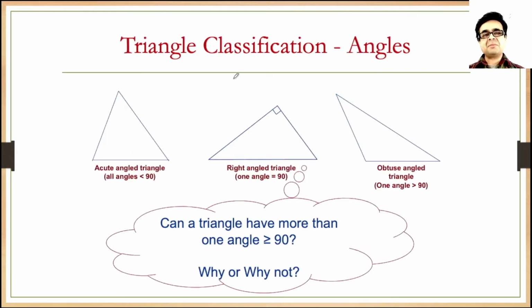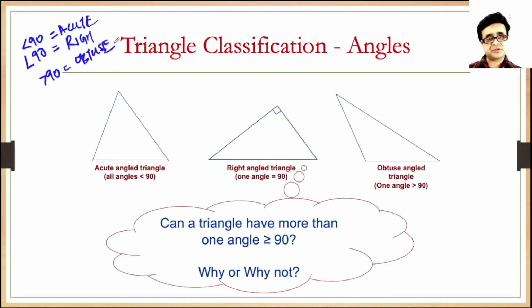Classification of triangles. There are many ways to classify a triangle. One of them is based on the angles in a triangle. A quick definition: an angle of 90 degrees is called a right angle, less than 90 degrees is called an acute angle, and greater than 90 degrees is called an obtuse angle. In an acute angle triangle, all the angles are less than 90 degrees. An equilateral triangle, for example, which has all the angles as 60, is an example of that. In a right angle triangle, you have exactly one angle as 90 degrees, and the other two would be less than 90 degrees, which means they will be acute angles.